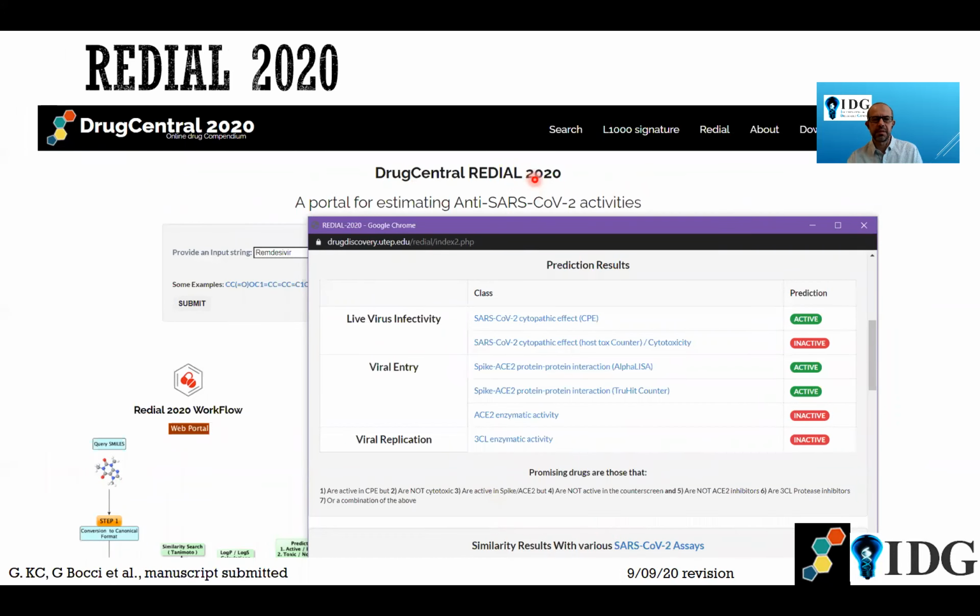Another recent addition to DrugCentral is a platform that we call REDIAL-2020, which is in collaboration with the group of Suman Sirimulla at UTEP. And we're essentially taking data from the NCATS COVID-19 portal and developing multiple machine learning models to try to evaluate bioactivities of compounds from molecular structure.